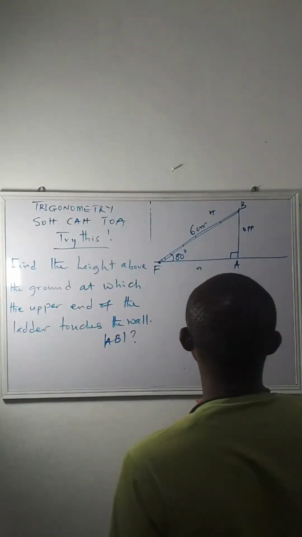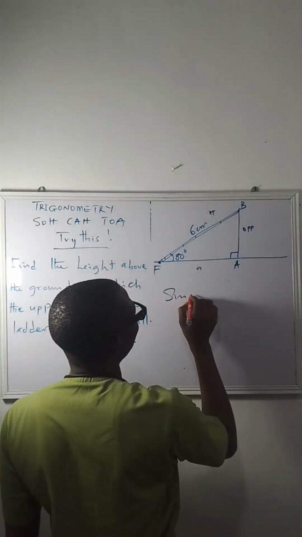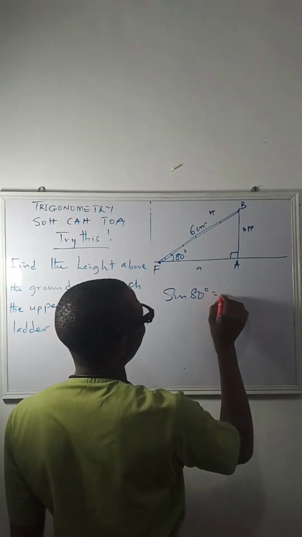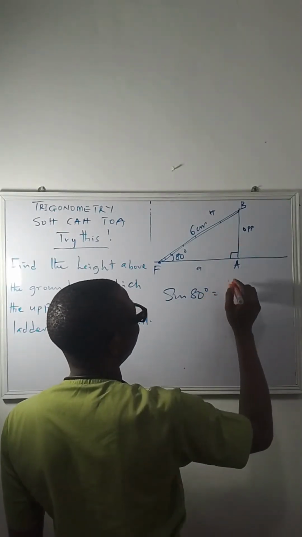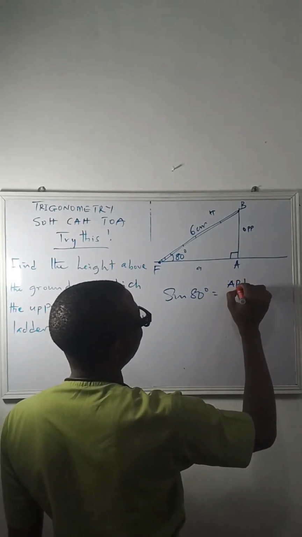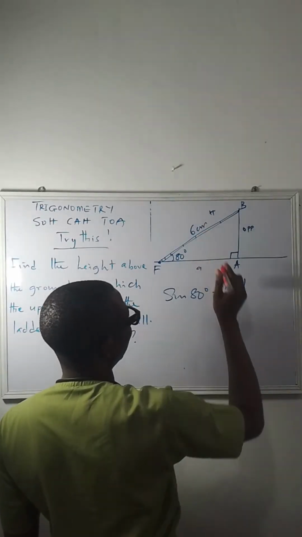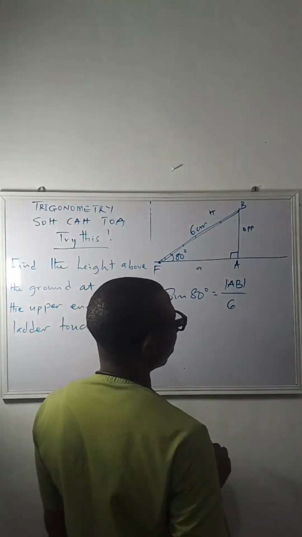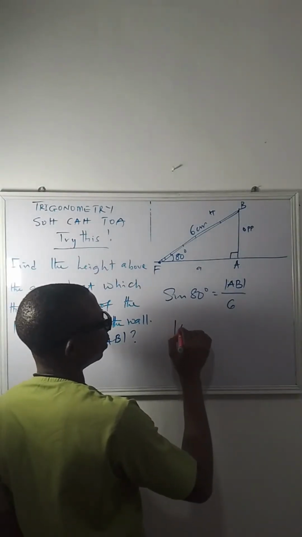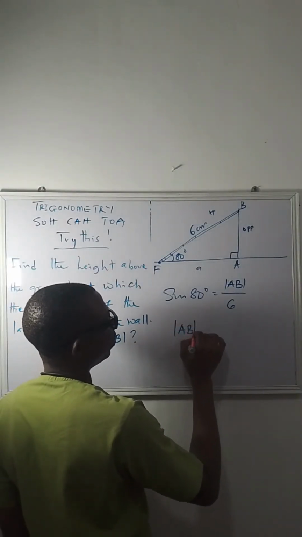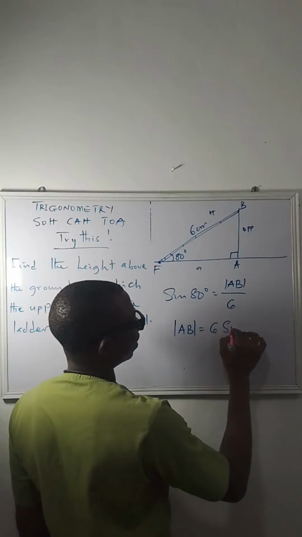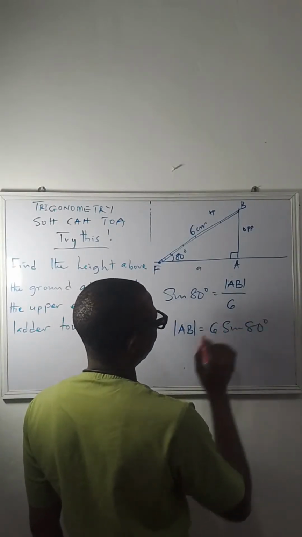So now I'm using sine 80 degrees equals opposite, which is what I'm looking for, AB, over hypotenuse, and that is 6. So I can cross multiply, and I have AB equals 6 sine 80 degrees.